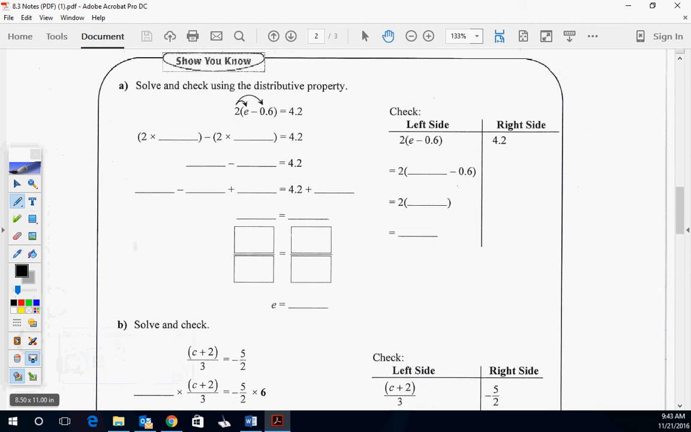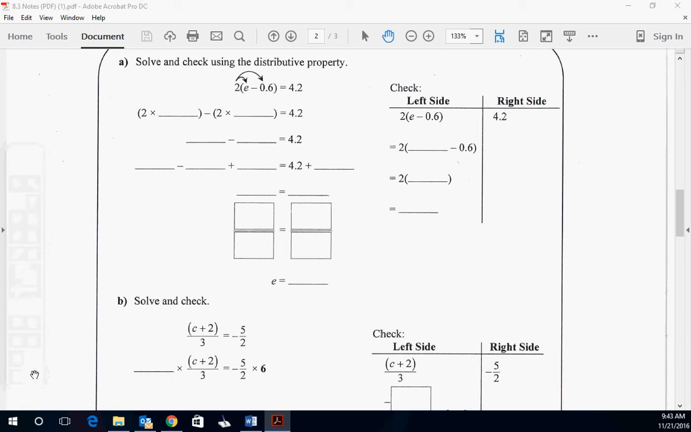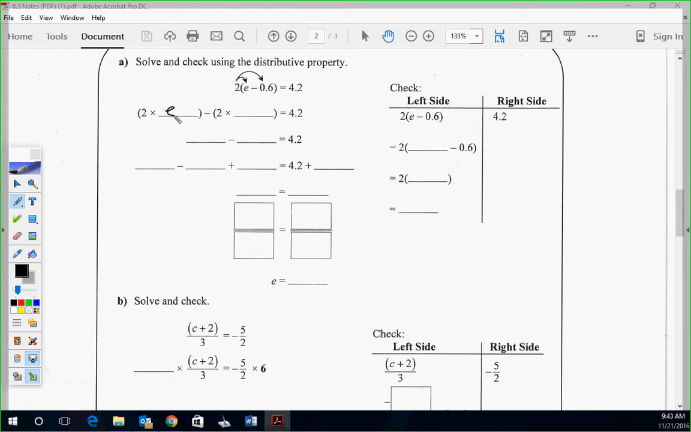All right, so we'll do the first one up here. I know we don't like using their boxes and whatnot. You don't have to use these regularly, but just, for right now, just do it. So we distribute the 2 first. We get 2e times a negative, or it says minus there.